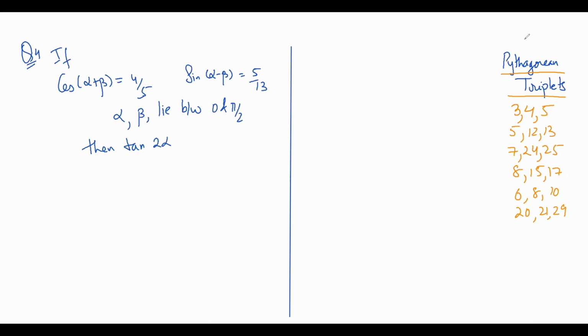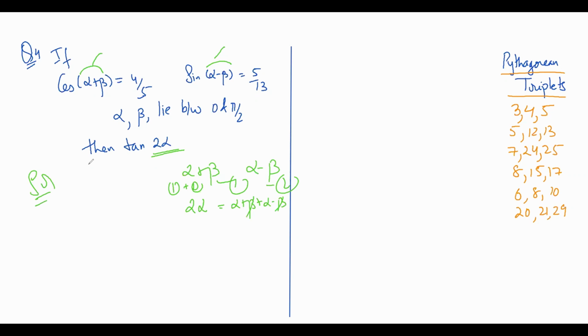Now look, if I have to solve this, then whatever I have told you can be applied here. Look, alpha plus beta and alpha minus beta, and from these two you can obtain 2 alpha by adding these two. I already told you this. Okay, so one hint is I get 2 alpha. How? By adding 1 plus 2. Look at this. Clear? Now what? You have to find tan of 2 alpha.